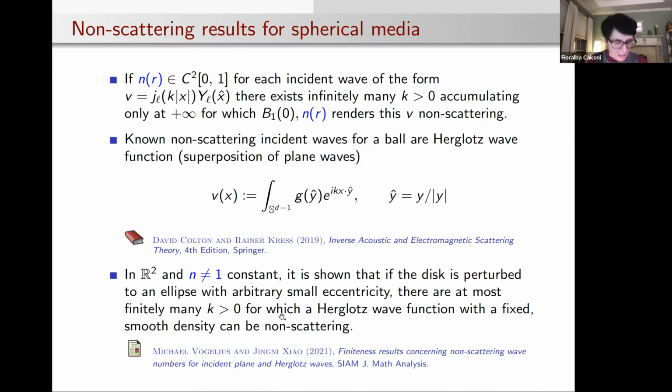So basically this is what I said. For a ball, there are infinitely many non-scattering wave numbers, so non-scattering configurations. For any fixed n of r, you take this type of incident field, and one finds infinitely many non-scattering wave numbers corresponding to this incident field. Now there are infinitely many incident fields: you can change the index L of this Bessel function, L runs through all natural numbers, and you find infinitely many non-scattering configurations for spherically symmetric media. The incident fields that do not see a spherical inhomogeneity are of this type, known as Herglotz wave functions, which are superpositions of plane waves. So they are physical incident fields.